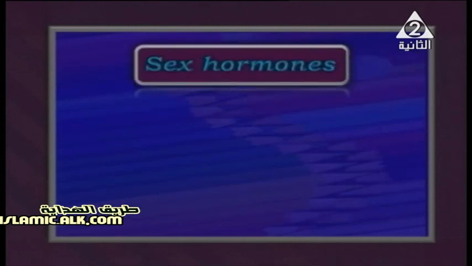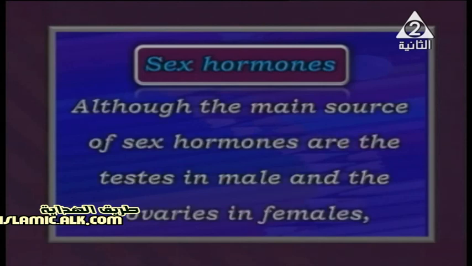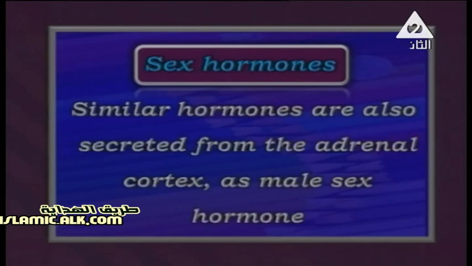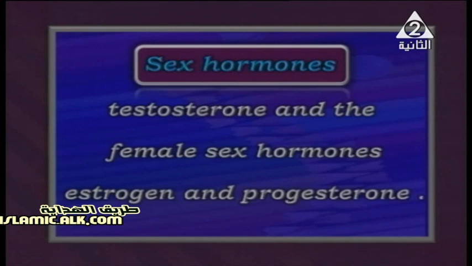The sex hormones. Although the main sources of sex hormones are the testes in males and the ovaries in females, we have some similar hormones that are also secreted from the adrenal cortex. Like what? Again, we have some similar hormones. They look like the hormones secreted by the testes and ovaries, such as what? We have testosterone and the female sex hormones, estrogen and progesterone.